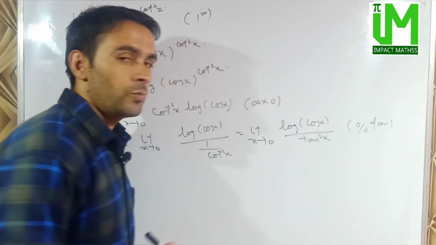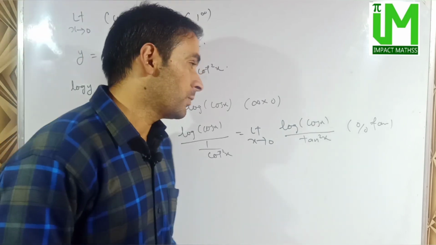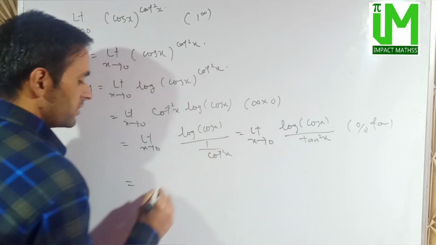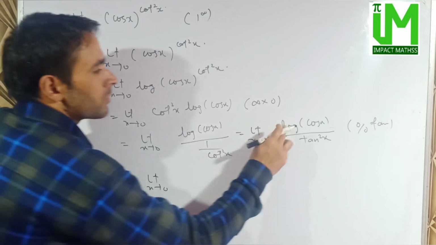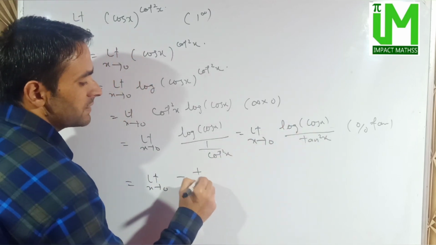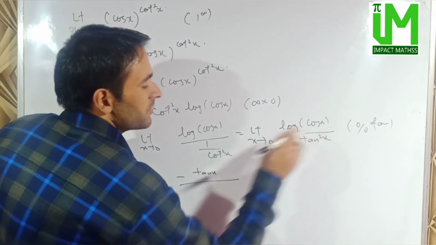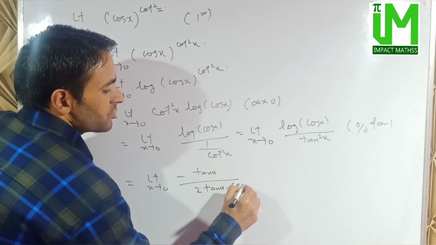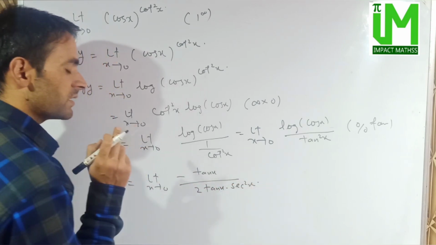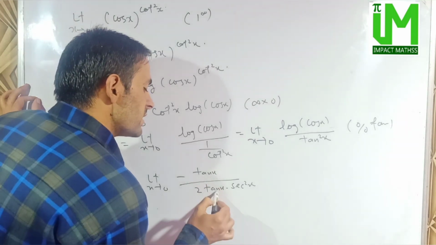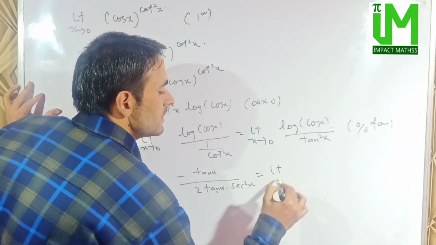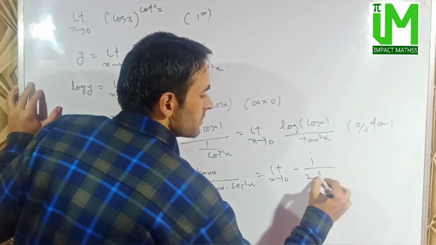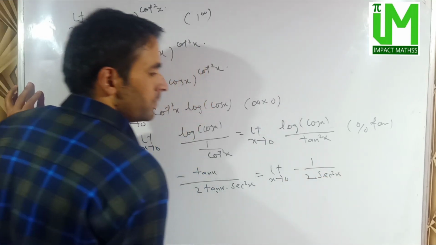So this is reduced to 0 by 0 form, which means we will now be applying L'Hopital rule. So we'll be differentiating the numerator as well as the denominator. So this will be limit x approaches to 0. The differentiation of log of cos x is minus tan of x, divided by the differentiation of tan square x, which will be 2 tan x into sec square x. So this tan will cancel with that tan, which means we will be left with limit x approaches to 0 of minus 1 by twice sec square x. Now we can also use the limiting value.